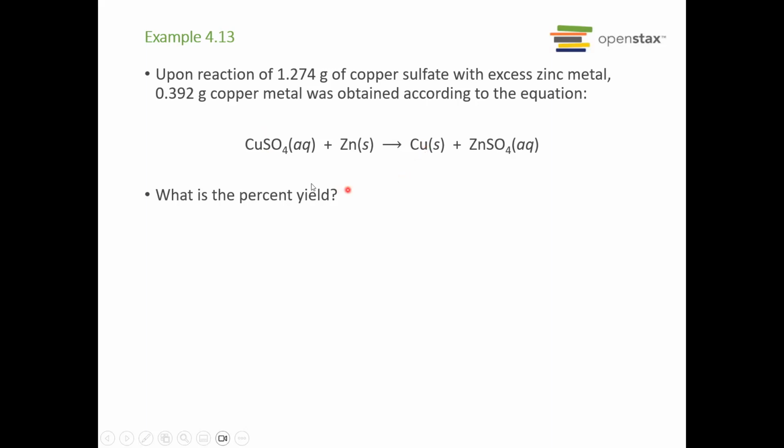So we're going to need to use the molar mass of both of these. The coefficients are just 1 to 1. So that second step is just going to be 1 over 1. So we'll have the same number of moles of copper sulfate as we have copper in terms of the theoretical yield. And then we can just use the molar mass to convert to grams to compare it to the actual yield we have here.